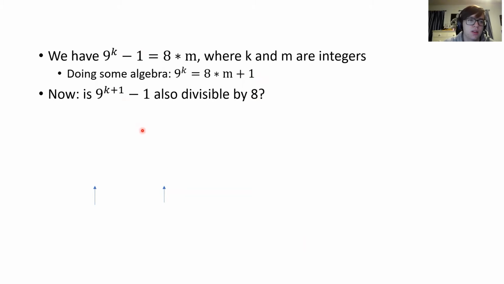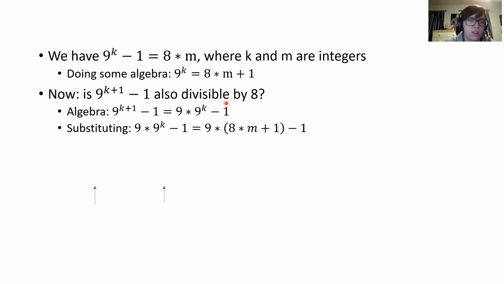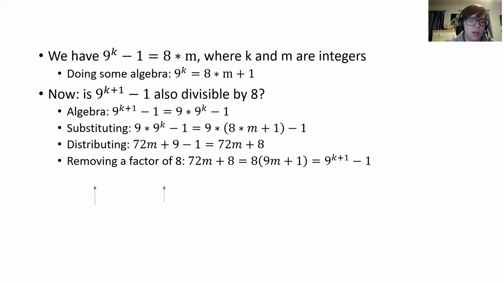But now for the inductive portion, we need to show that 9 to the k plus 1 minus 1 is also divisible by 8. So we can start with some algebra, rearranging this to get 9 times 9 to the k, minus 1. We can substitute this 9 to the k with 8 times m plus 1. And here, we get 9 times 8m plus 1 minus 1. We can distribute it to get 72m plus 9 minus 1, which is 72m plus 8. If we remove a factor of 8, we get 8 times 9m plus 1, which is equal to 9 to the k plus 1 minus 1. It's rearranged here.